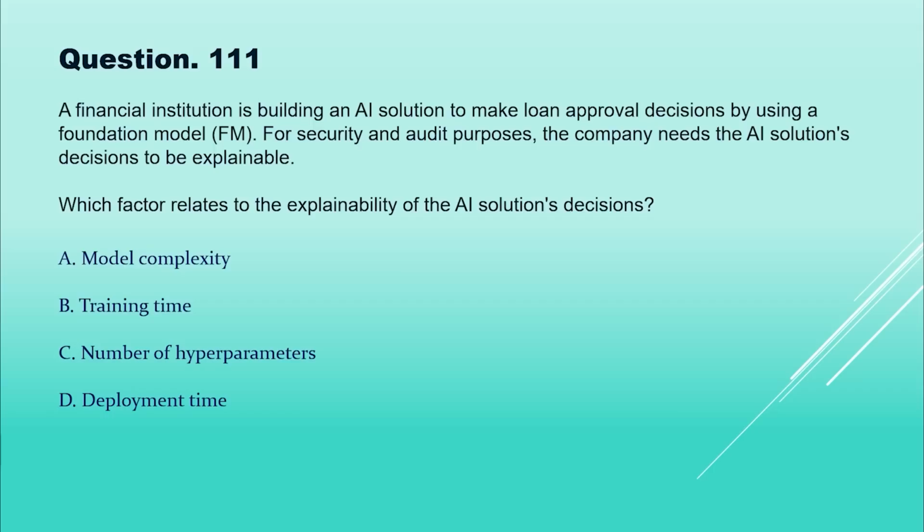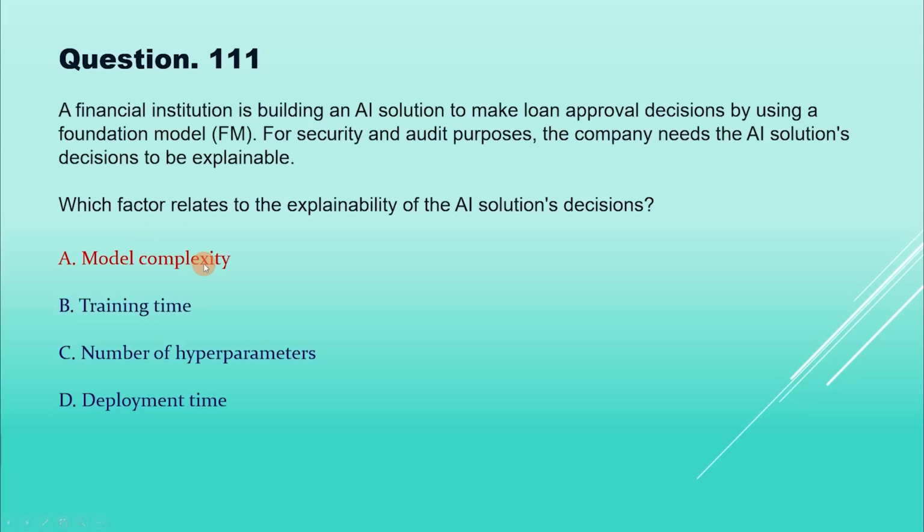And the correct answer here will be option A, model complexity. Because model complexity in machine learning refers to the capacity of a model to capture and represent patterns in the data. It involves the depth, breadth, and intricacy of the underlying structure of the model. So option A is correct here.